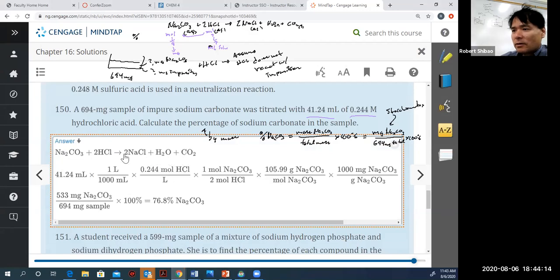So they have the balanced chemical equation here. They didn't put the states. I always put the states on there. It's important to get in the habit of putting the states in here. So this is a bad habit to get into, especially in Chem 1A. If you do this in Chem 1A, it's a bad habit.